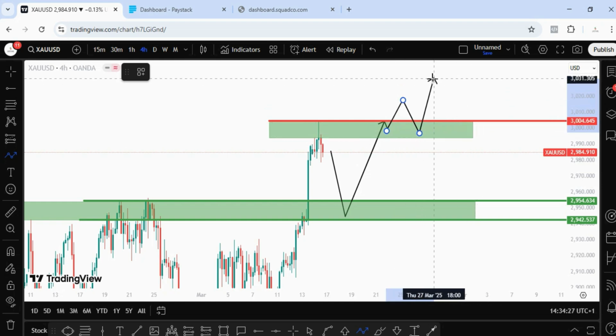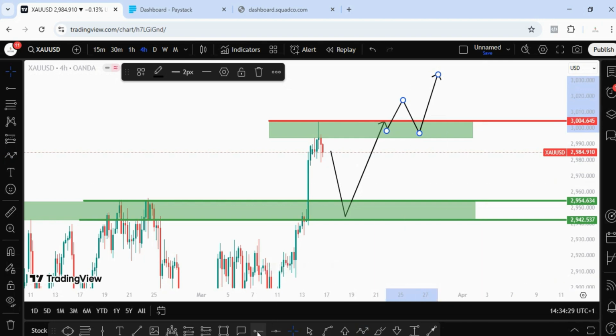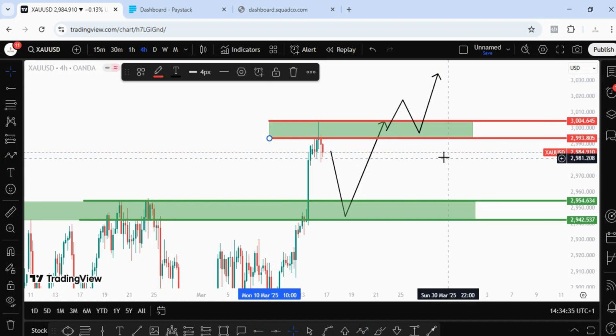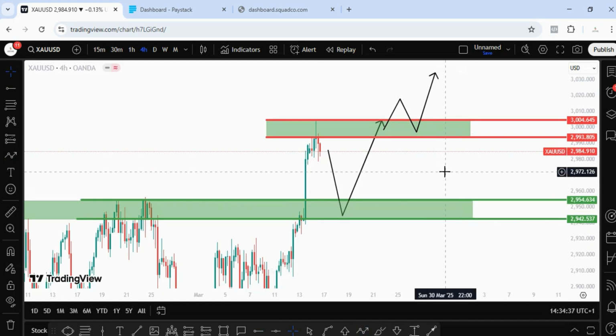Stop loss below this zone. Then we usually just go for my simple 2-to-1. But make sure that your stop loss is below 2,993.805. All right, but you know what I'm thinking?